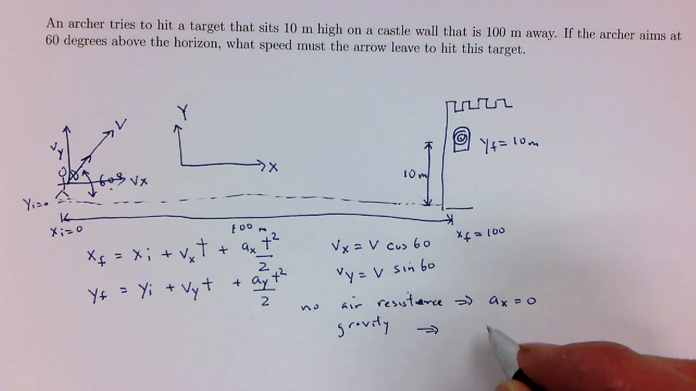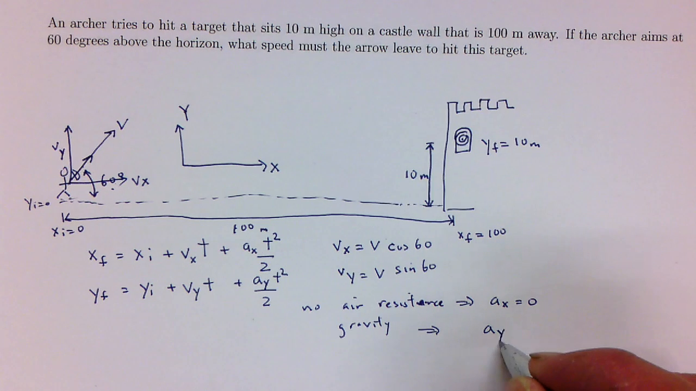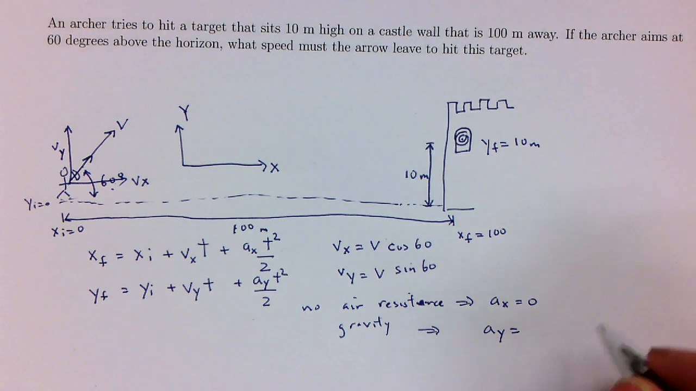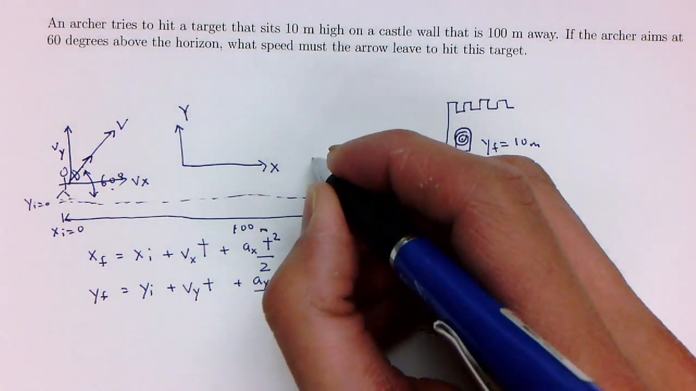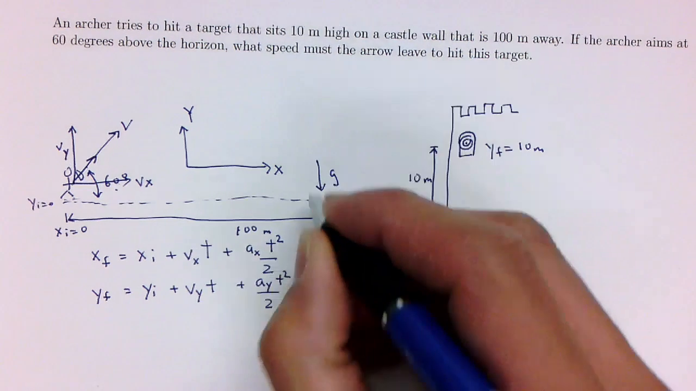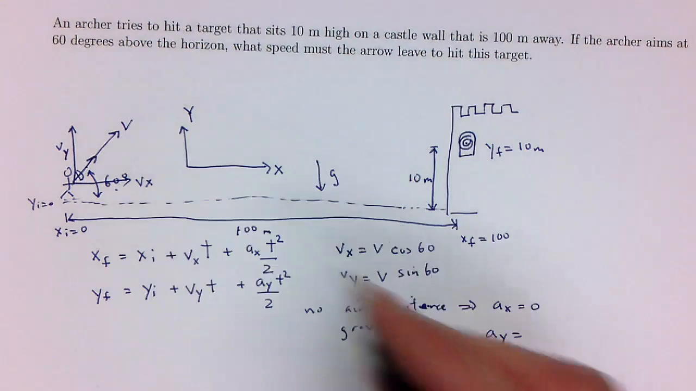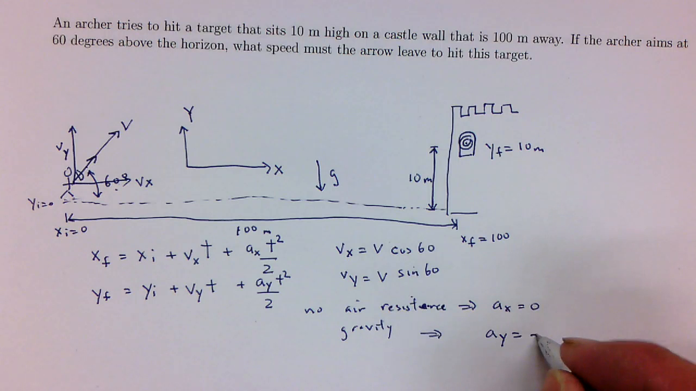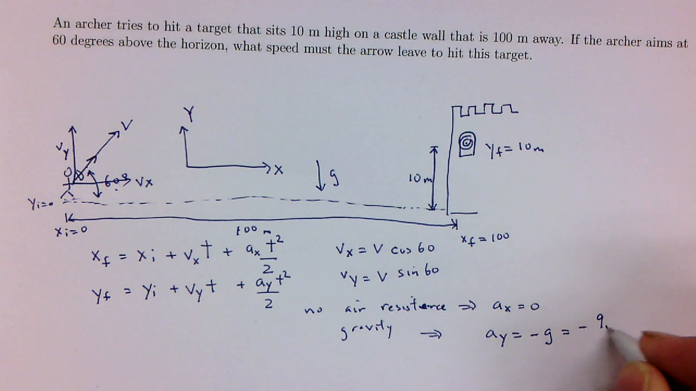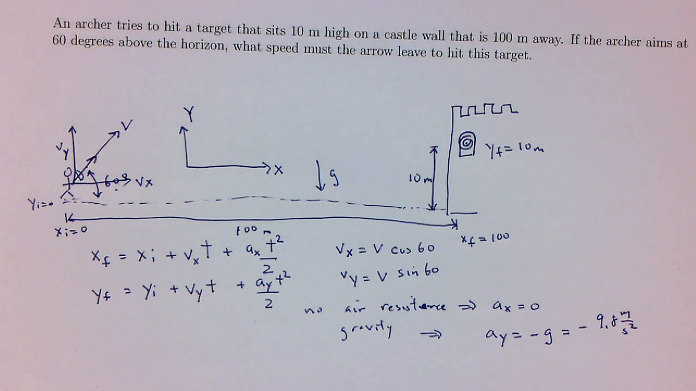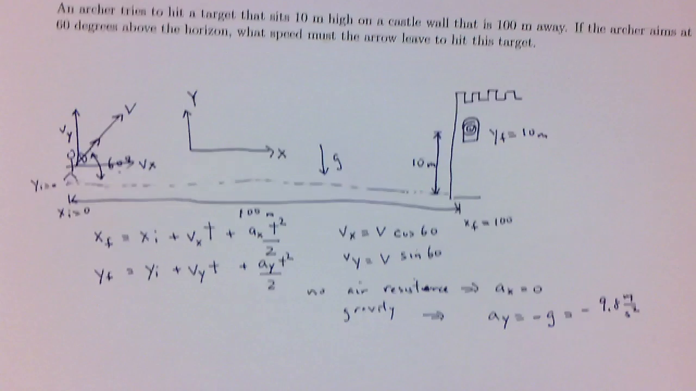This implies that ay is equal to, now which direction is gravity? Gravity is pointing downward. It's pointing along the negative y direction. So this is going to be minus g, which is equal to minus 9.8 meters per second squared. All right, perfect. So we have everything we need to solve this problem. So let's just get to it and solve it.